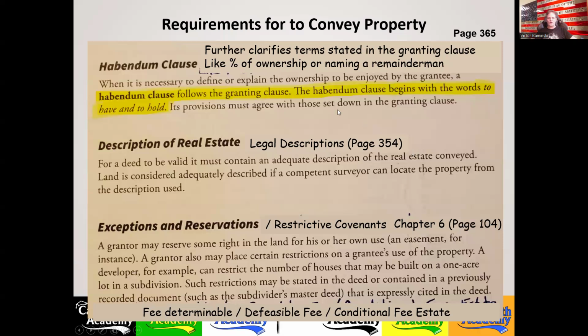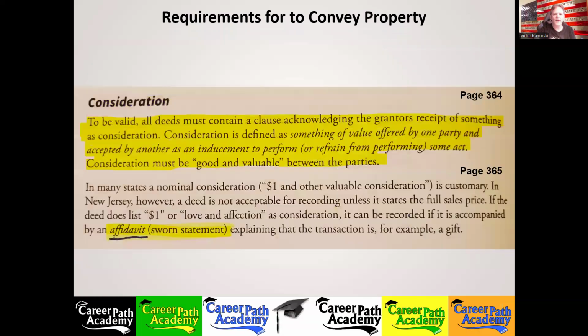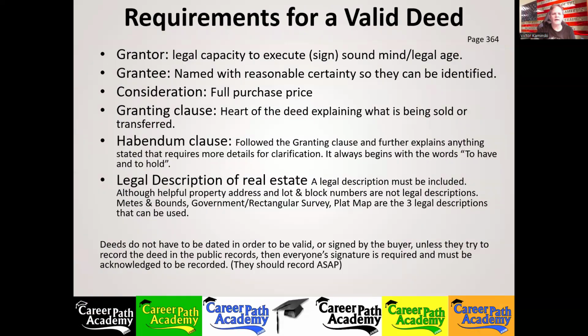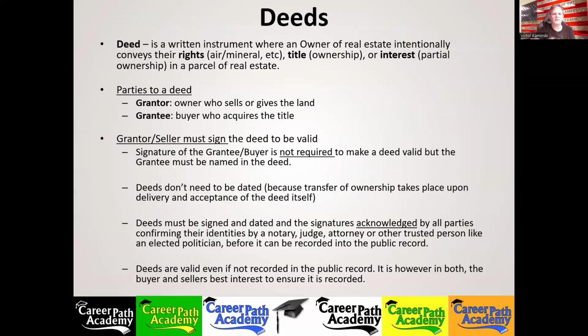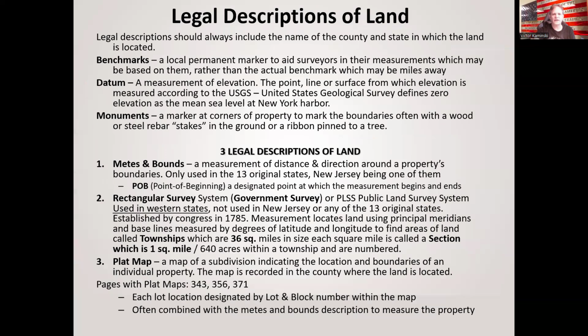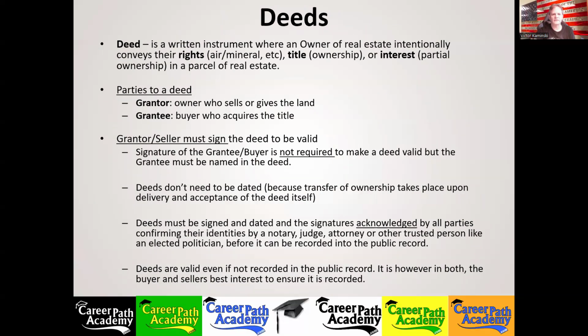All this stuff that we're highlighting on multiple pages here is pretty much all that stuff that I squeezed onto that one slide, the one that says legal descriptions of land that has the metes and bounds, rectangular survey. Yeah, that's the first one. Okay. So let me back it up. So this one right here, legal descriptions of land.